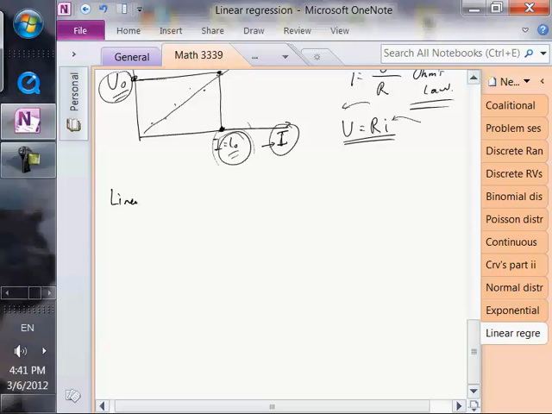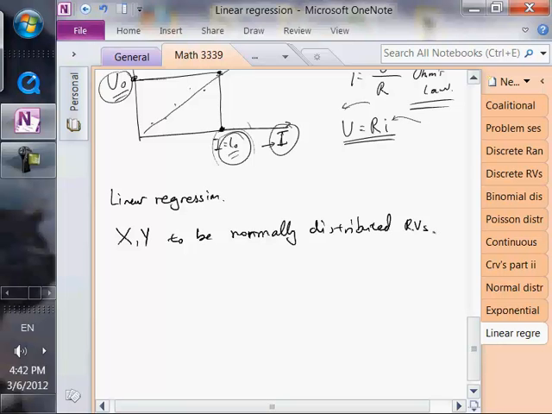So what is linear regression? Suppose that we have x and y to be both normally distributed random variables. Then their joint density has what we say is a bivariate normal distribution.